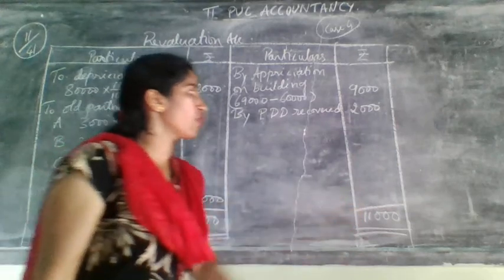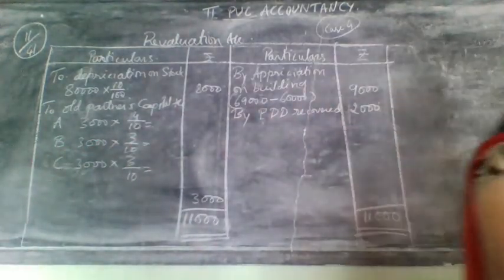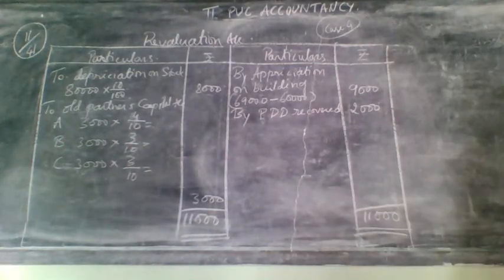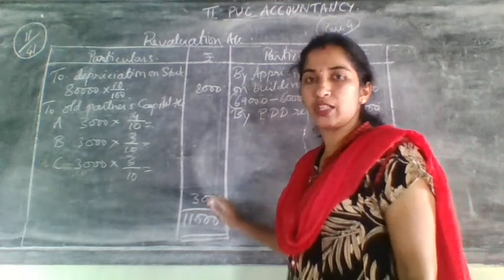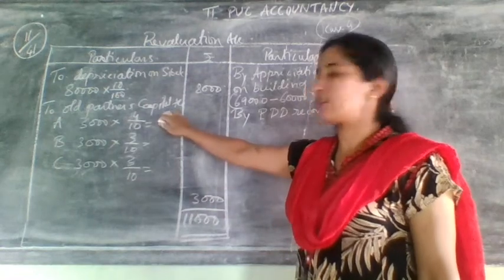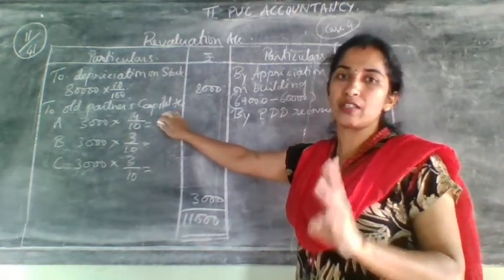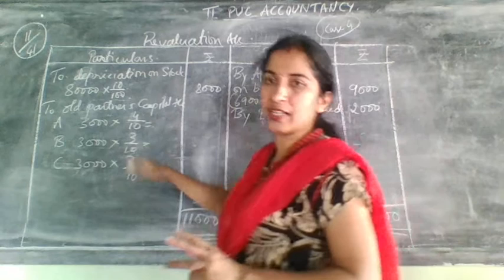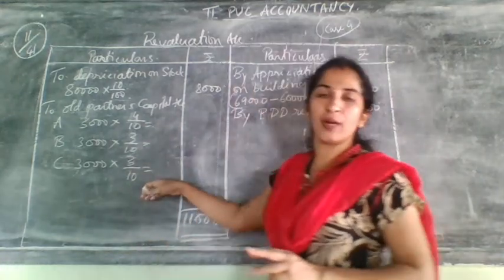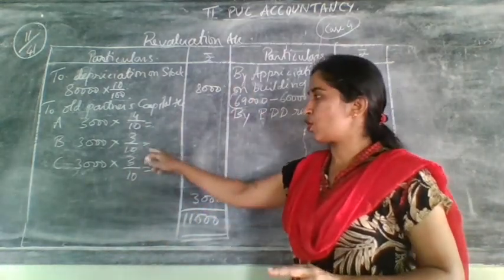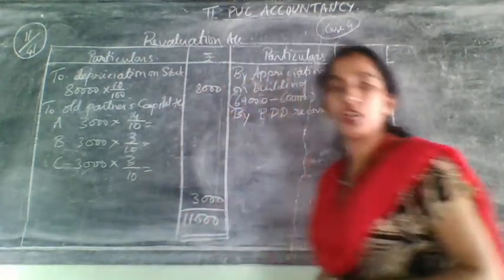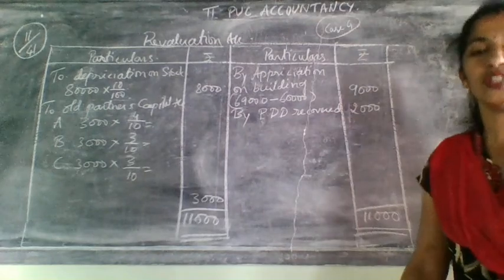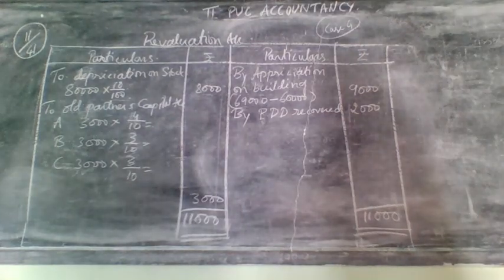Now compare which side it is more. Here it was more on which side? More on the credit side. It will come to 11,000, and write it here 11,000. Take the difference amount 3,000 and transfer to the old partners' capital account. Here there are three partners. Remember, student, three partners A, B and C. Distribute among them in the old ratio 4:3:3. So distribute and write it here. Here ends your revaluation account.